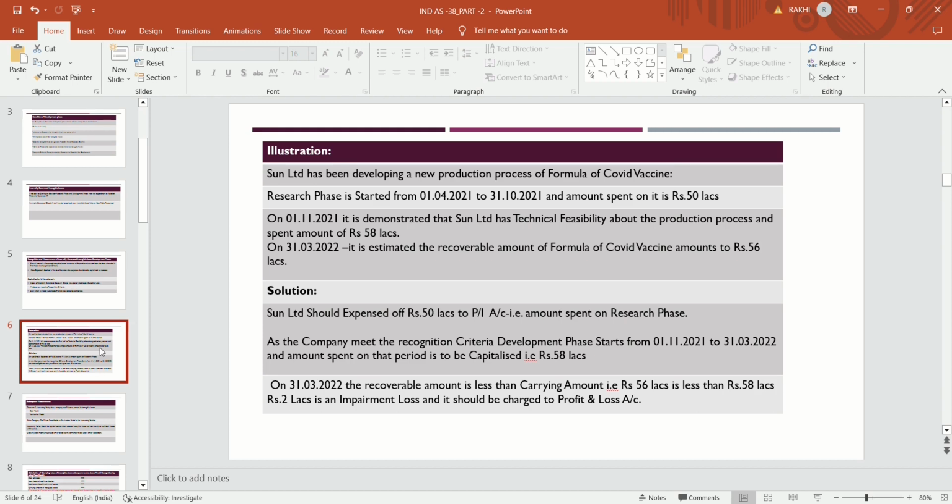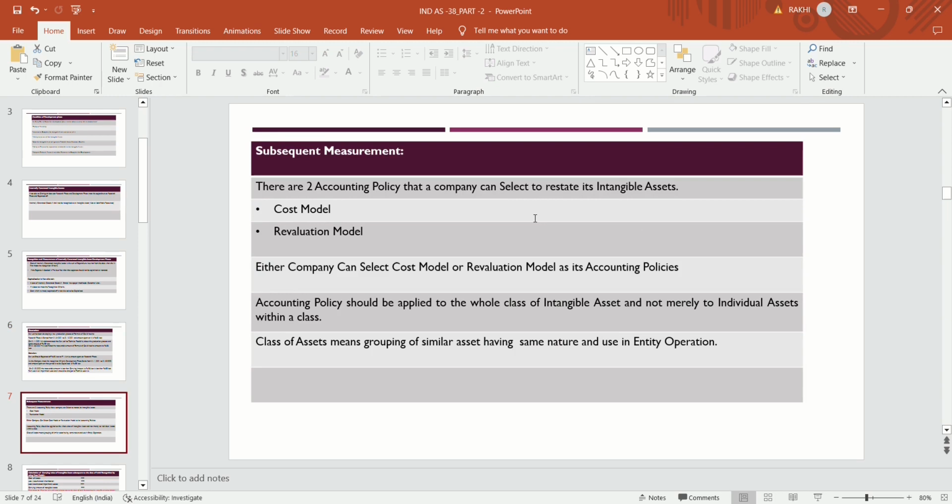This is the illustration. Then we will discuss the subsequent measurement. There are two accounting policies that the company can select to restate its intangible asset: the cost model or the revaluation model.